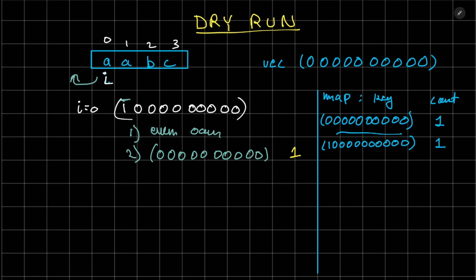Okay, now for I is equals to 1, first we'll find the next vector. So in the previous vector, what we are going to add is the count of current found character. Current found character is a, it is already 1, means it was odd. So if we found 1, odd plus 1 will give us even, so that will become 0 0.